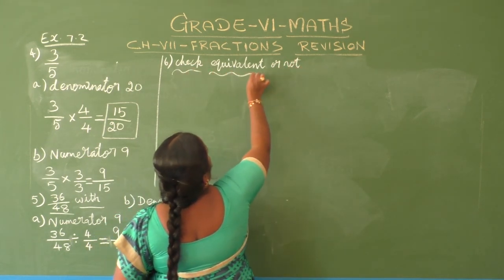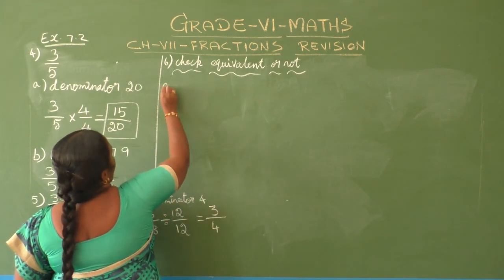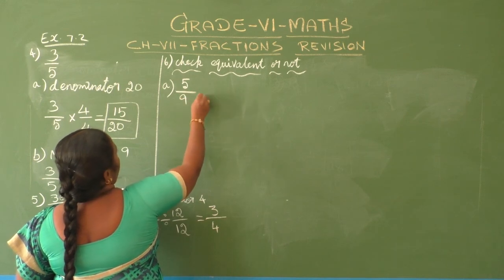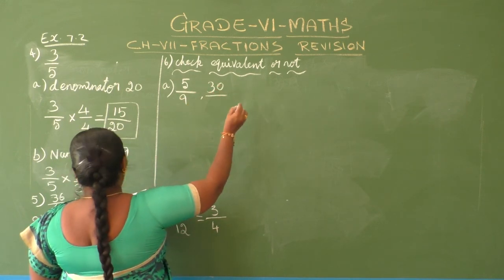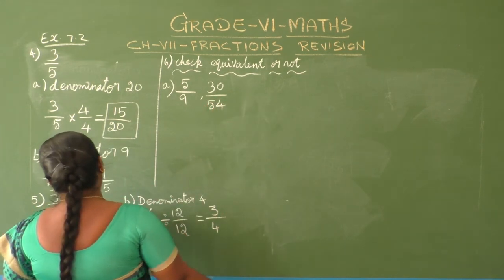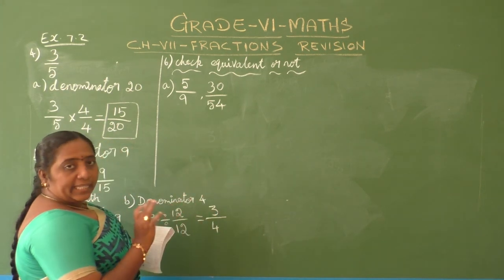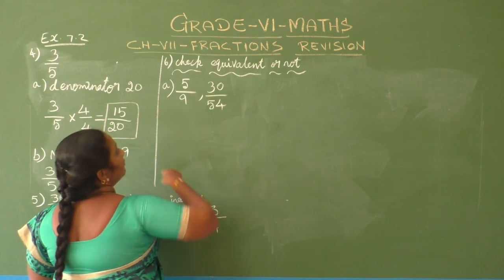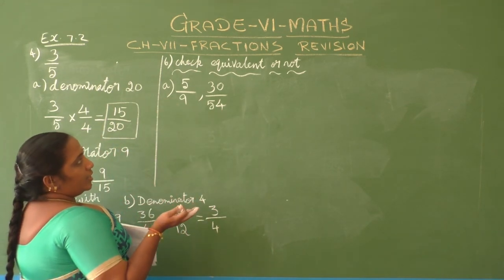I'm writing the heading in a short form only. See, the first fraction they gave is 5 by 9. Another fraction they gave is 30 by 54. Now we are going to find out whether these two fractions are equivalent or not. How can we find that? One method is the division method.